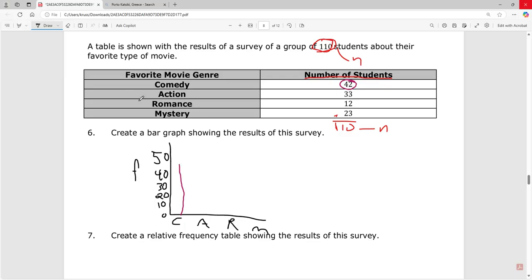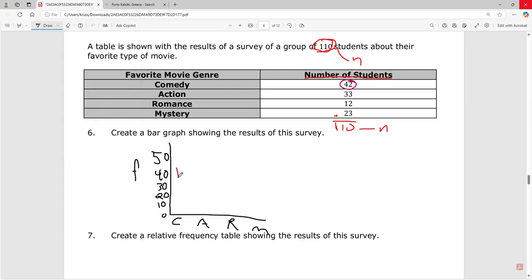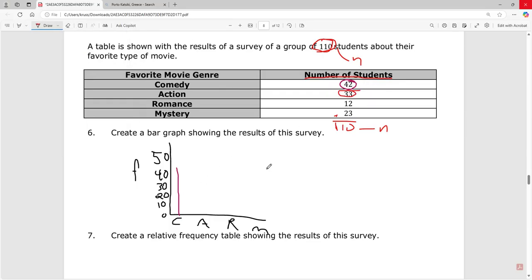So this is at 42. Okay, maybe I take a little off the top there, like that. Oh, it wouldn't let me take a little off the top. I have to draw it again. So 42 is right here. Okay, the number of action movies is at 33. Let's change color for action and make that just over 33. I could even put 33 right here if I wanted to, and 42 right here if I wanted to.